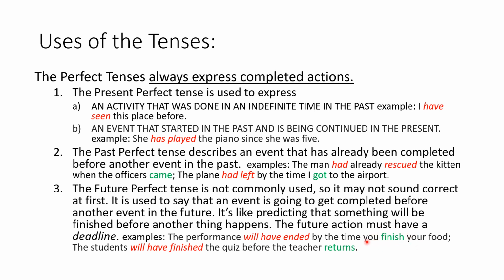So the simple present form of finish should be finish because this is plural. Well, for this example sentence, the students will have finished the quiz before the teacher returns. Teacher is singular, so returns should also be in its singular form. And which of the two is assumed or predicted to happen or to be completed first? It is assumed or predicted to be completed first before this next future action.